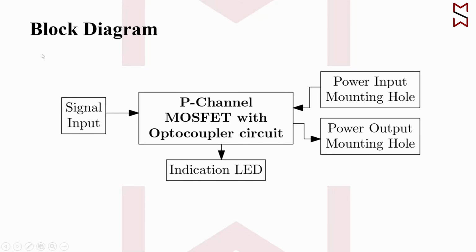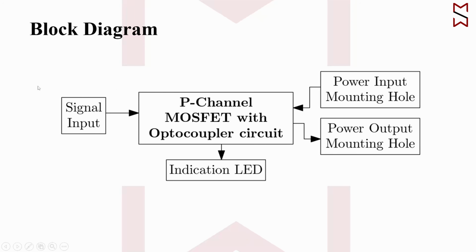This is the block diagram of the design of the SSR. We have used a P-Channel MOSFET and an optocoupler circuit for making the circuit work as an SSR. As an additional feature, we have added an indication LED to denote that the circuit is turned on or turned off. We have used mounting holes for input and output connections to handle high current applications, so that the wires can be connected through U-lock and round lock.